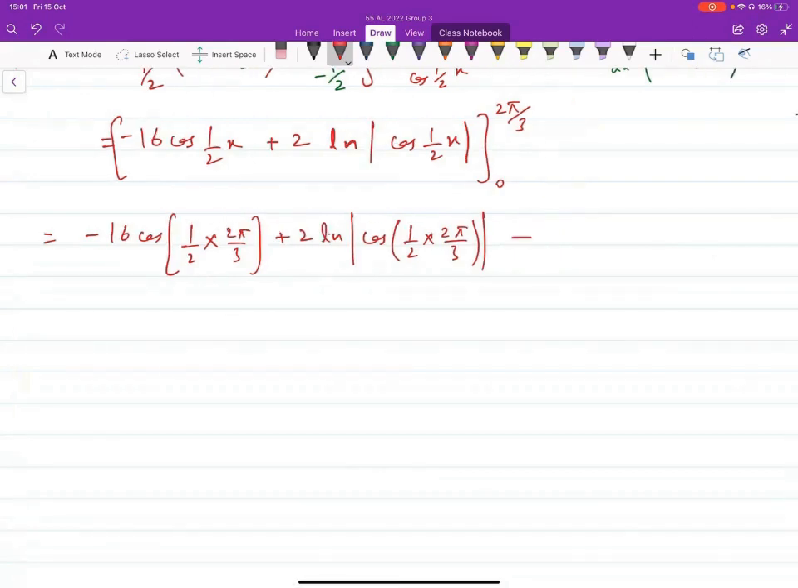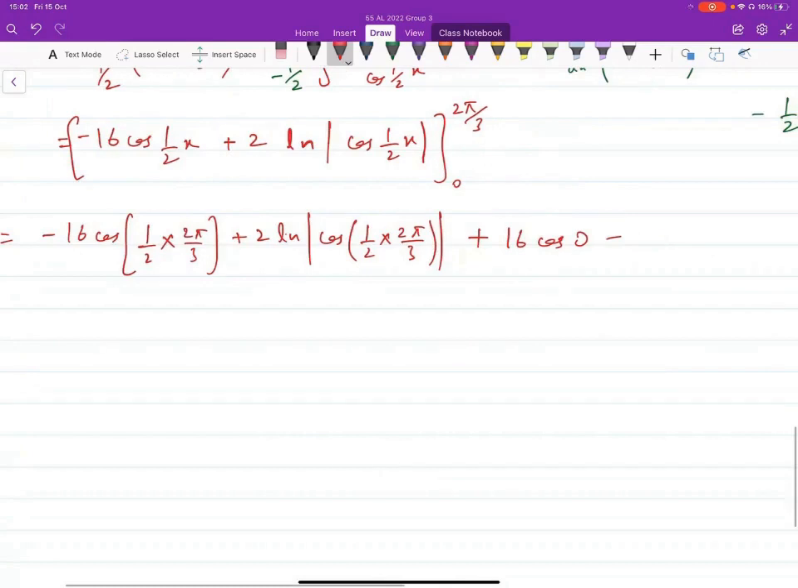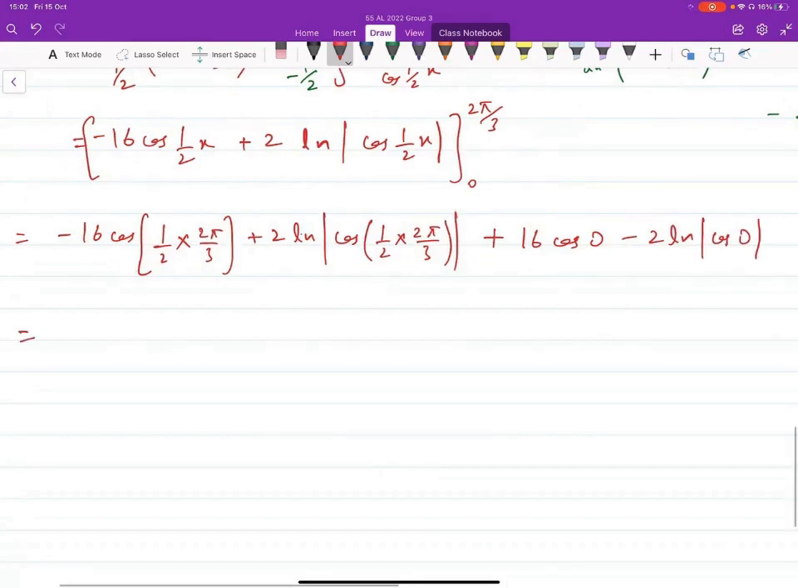इसमें से माइनस कर देंगे. जब ये माइनस होएगा, this whole thing becomes plus. So you got plus 16 cos of 0 minus 2 ln into cos of 0. That's what you're going to get when you input limits inside. Is that okay?